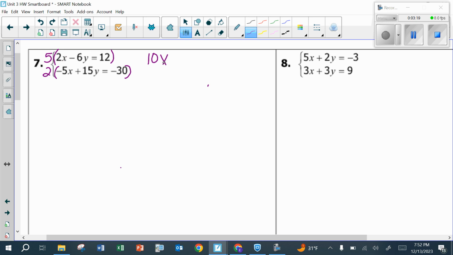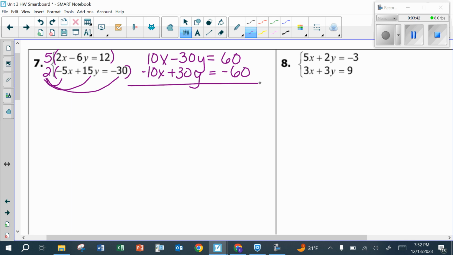So I'm going to get 10x minus 30y equals, I think 12 times 5 is 72. Oh, it's only 60. Okay. And then 2 times negative 5x is negative 10x. 2 times 15y is a positive 30y. And 2 times negative 30 is a negative 60. Ooh, now look what we have going on. So 10x minus 10x is 0. Negative 30y plus 30y is 0. And 60 minus 60 is also 0.